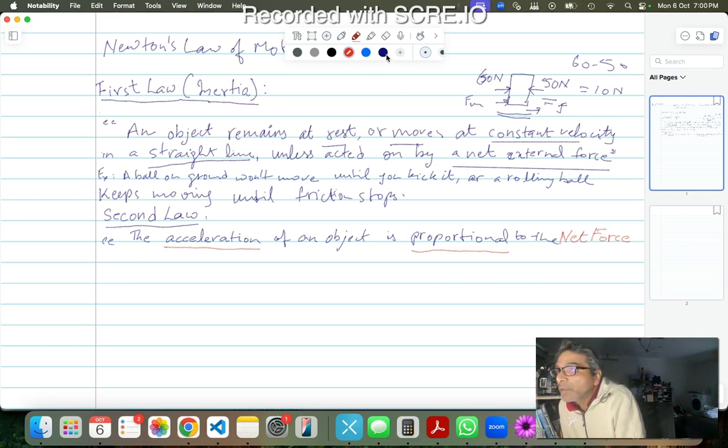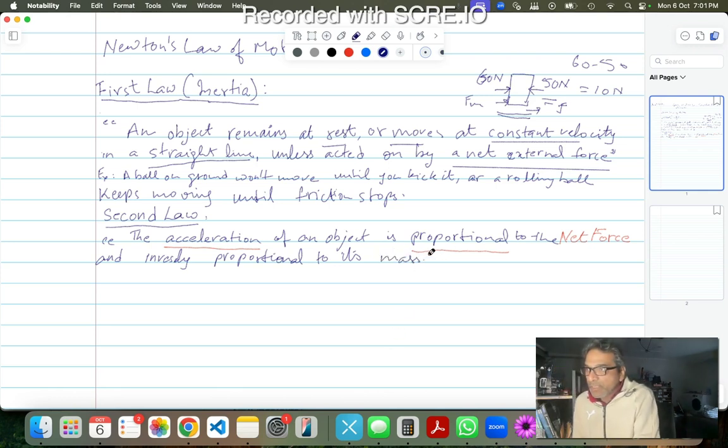and inversely proportional to its mass. Okay, so this is the statement that I want to say, that now you are asking what is inversely proportional. Okay.